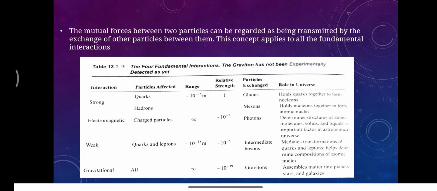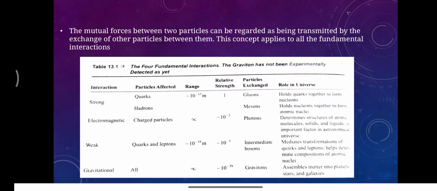The next two are the weak and the gravitational interactions. In the case of weak interaction, the particles affected will be quarks and leptons. It has a very small range of 10 raised to minus 18 meter, the relative strength will be 10 raised to minus 5, and the particle exchanged will be intermediate bosons.